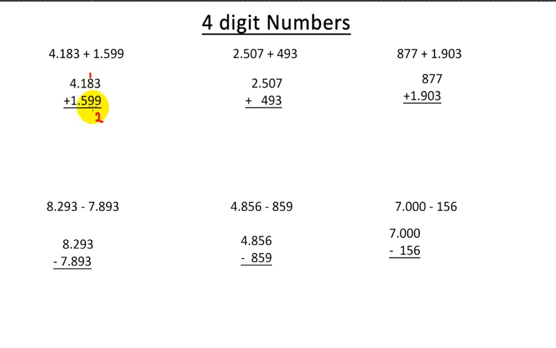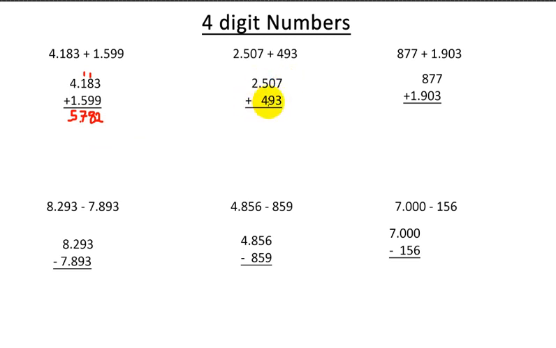8 and 9 makes 17, and 1 that I carried over makes 18. Write 8, carry 1. 1 and 5 makes 6, and another one that I carried over makes 7. 4 and 1 makes 5. So my result is 5,782. Next step.